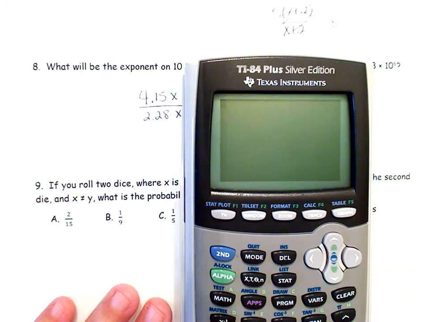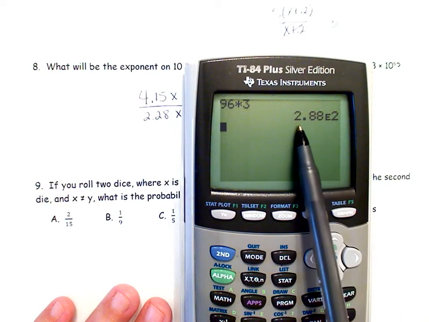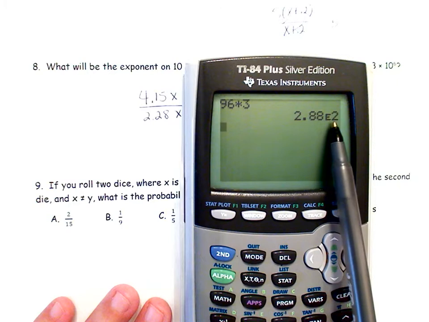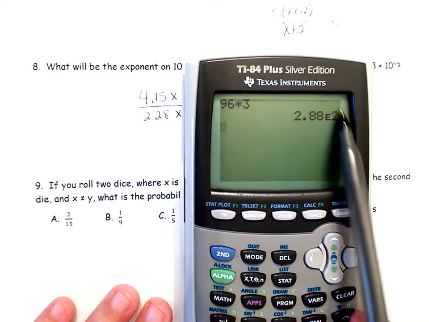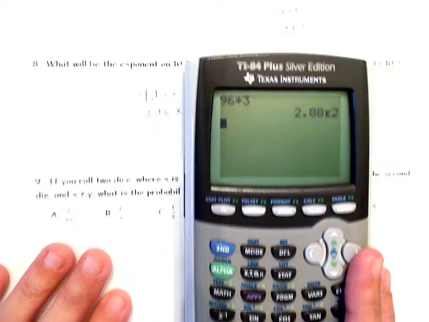And so now when I plug things in, it's going to put it in scientific notation. So this would be 2.88 times 10 to the second power. So that E means the 2 is the exponent. So what I'm going to do is just type in this problem.